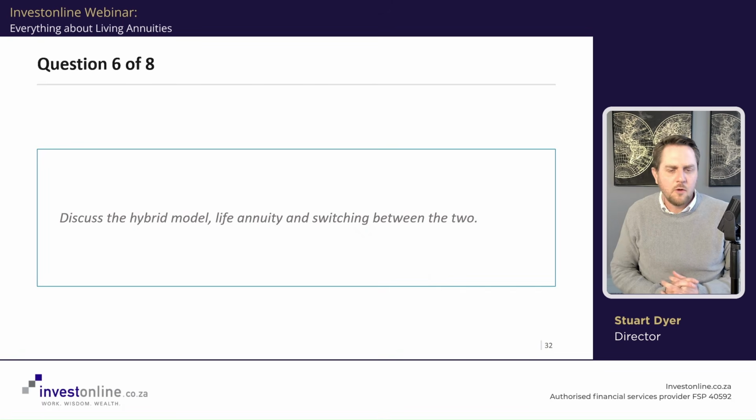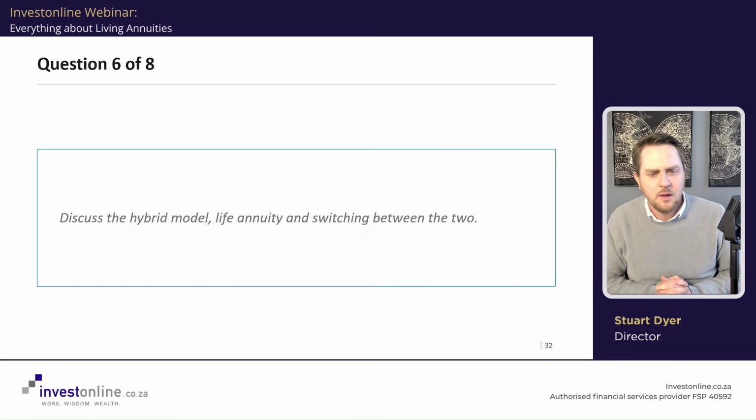Yeah, so the hybrid model, what that is, is putting some of your money in a life annuity. So a life annuity is your guaranteed annuity. We haven't covered life annuity versus living annuity in this webinar. We've done it in quite a few of our other topics. And putting some of your money in a living annuity. So there are different views out there about which is best, life annuity, living annuity, or hybrid. I think there are situations where hybrid can work.